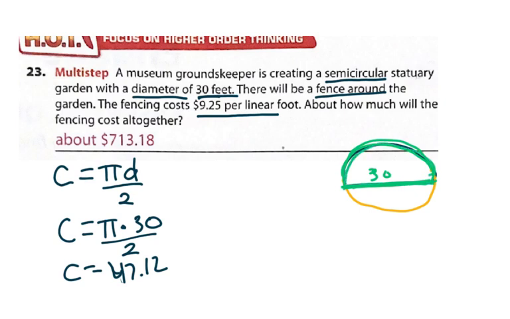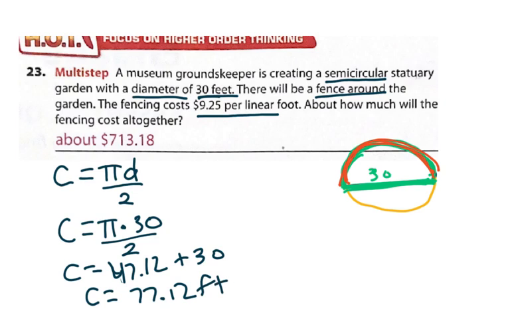Because right now, half the circumference is only this portion. I'll do it in red. That's only half the circumference. So I'm going to have to add this 30 feet of the diameter to close the garden in with the fence. So I'm going to take that plus the 30 feet. Okay, so then that circumference of the half circle garden is going to be 77.12 feet.